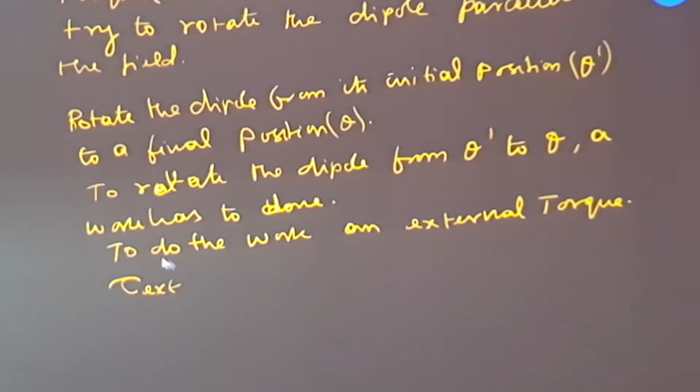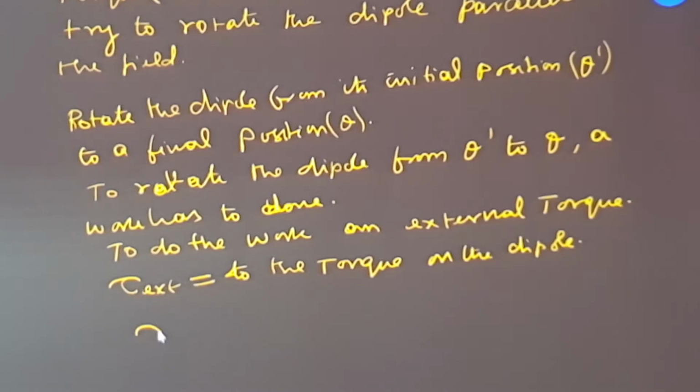How should this tau external be? This tau external should be equal to the torque produced on the dipole. So what will be the magnitude of this? Let us consider like this: modulus of torque external is equal to, we know torque external should be equal to the torque produced on the dipole.